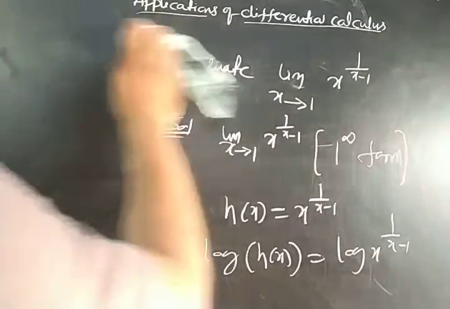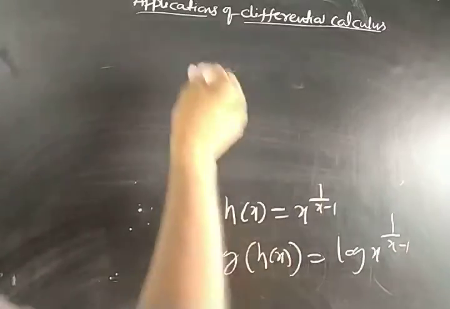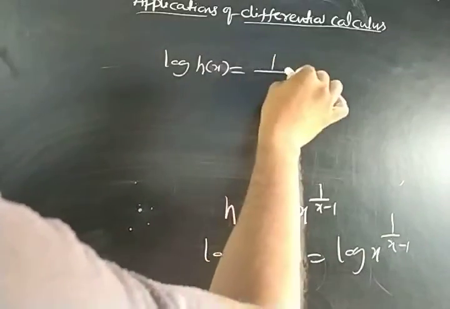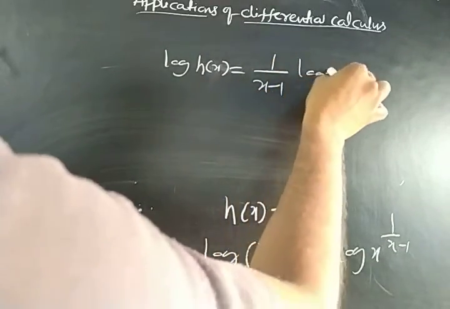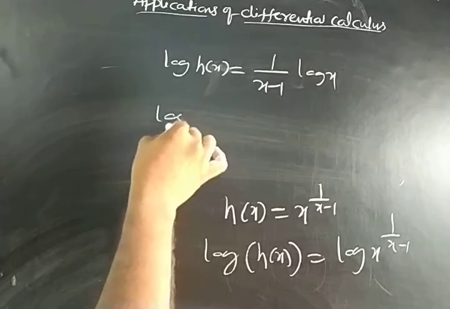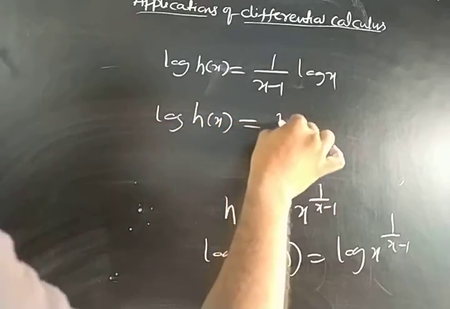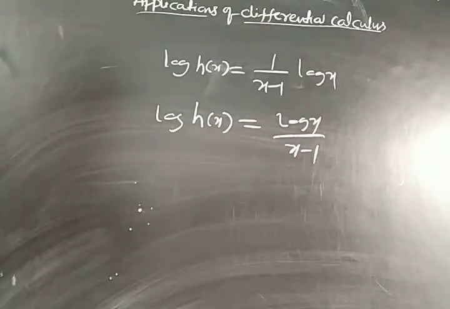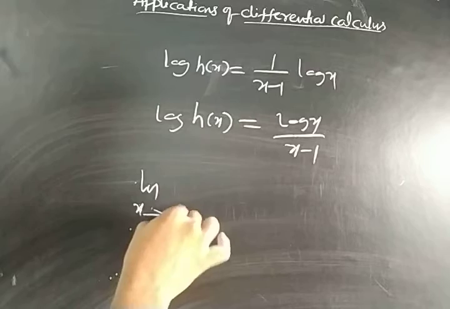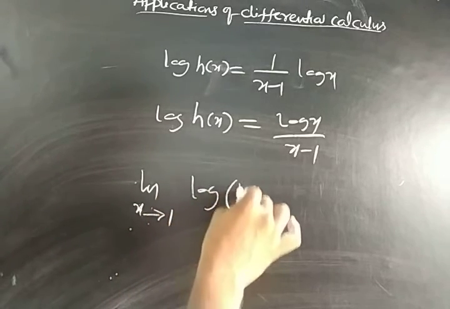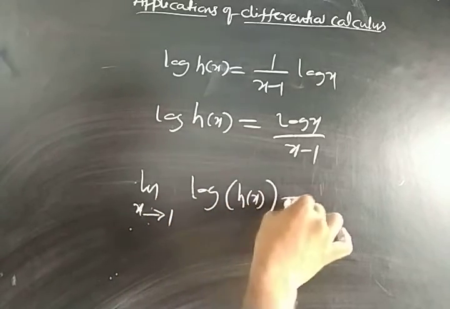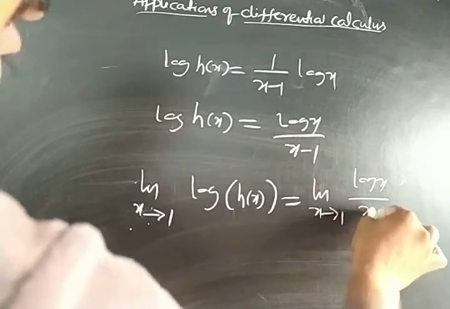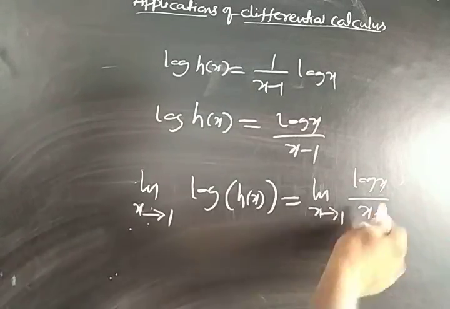Then on the left hand side log h of x, on the right hand side you can write the power in front of the log: 1 by x minus 1 times log x. So you can write log h of x is equal to log x by x minus 1. Now take the limit on both sides. Limit as x tends to 1. Log h of x is equal to limit as x tends to 1 of log x by x minus 1. Now by substituting, log 1 is 0, so 0 by 0, which is converted into a standard indeterminate form.